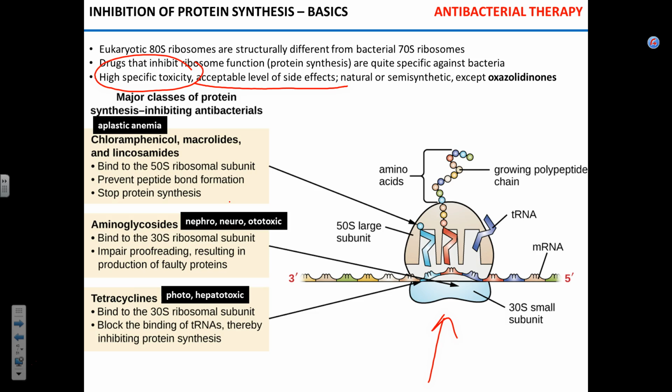Most of those drugs are either natural, such as aminoglycosides, for example, or lincosamides, or semi-synthetic, so modified versions of the natural drug. The only exception is the class of drugs that is called oxazolidinones.